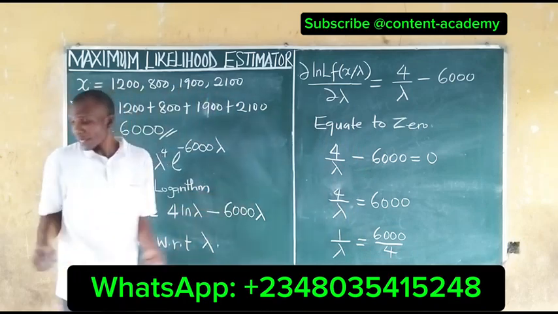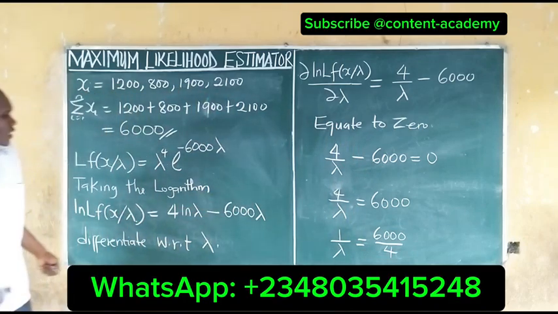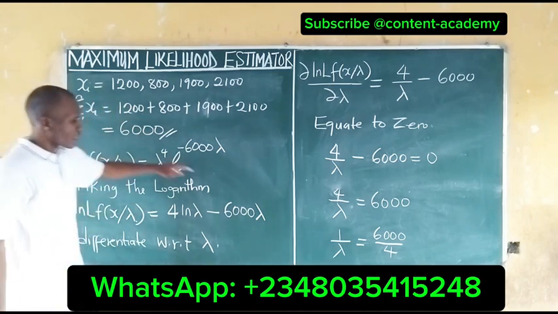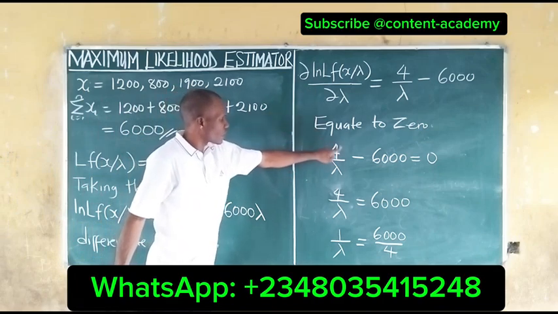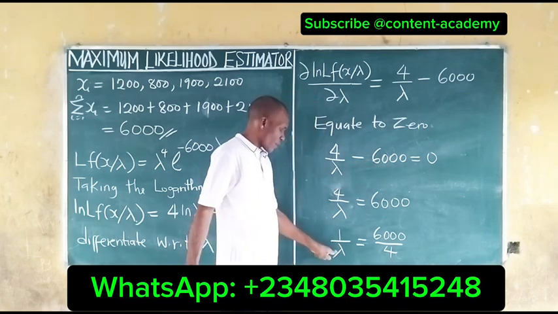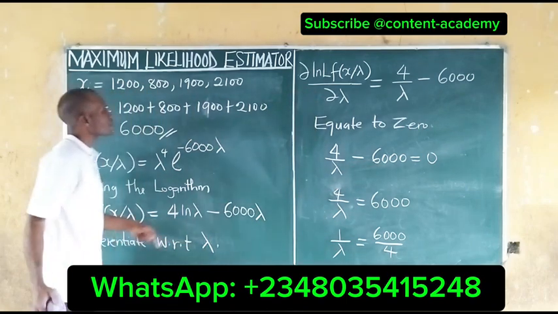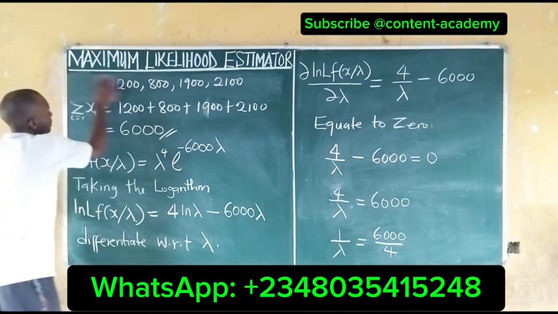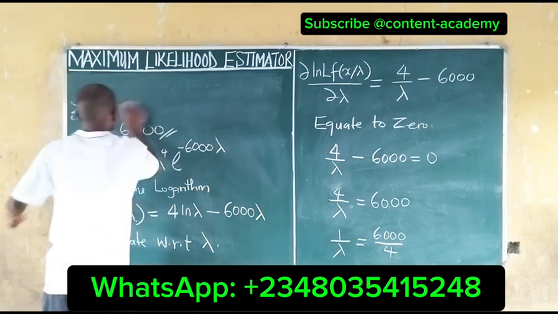So we've not gotten our estimate yet. This is an exponential distribution. So we move over to this side of the board to do that. Since we have differentiated and equated to 0, we got this 1 all over this. So what is our lambda estimate? We move over to this side of the board to do that.